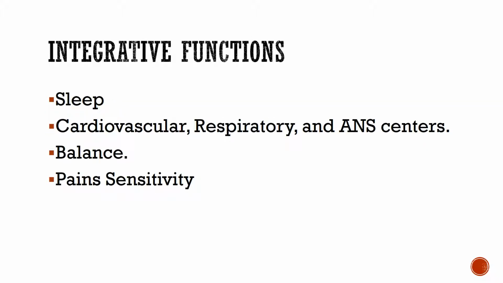The brainstem is responsible for several integrative functions. It is responsible for our sleep cycle. It's responsible for alertness and arousal. It is a control center for cardiovascular, respiratory, and autonomic nervous system functions. As I mentioned, the vestibulocochlear nerve emerges from the pons and is responsible for helping the body maintain balance. And the brainstem also serves as a control center for pain sensitivity and reception.